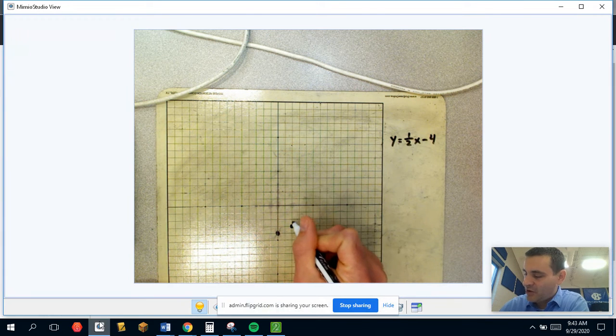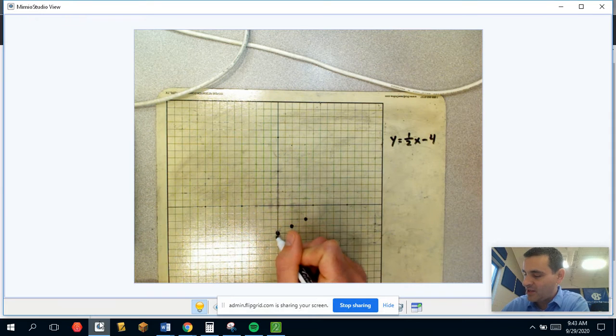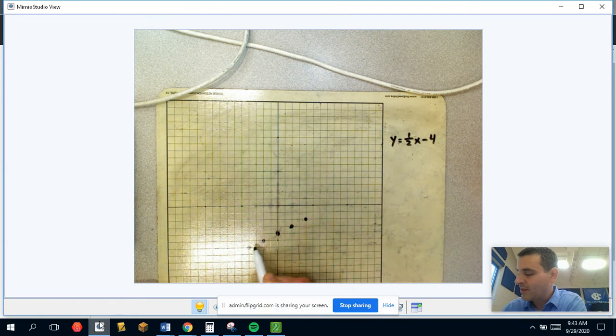And you can continue to do that if you'd like. Up 1, over 2. All you need is 2 points. That's sufficient. But some people like to do several, so you can better draw it in there. Or just use a ruler. But here's your line. Right through here.